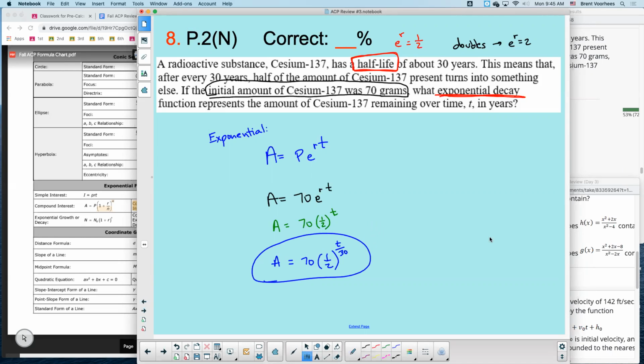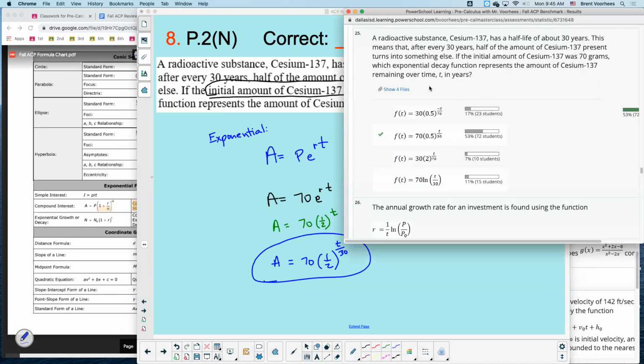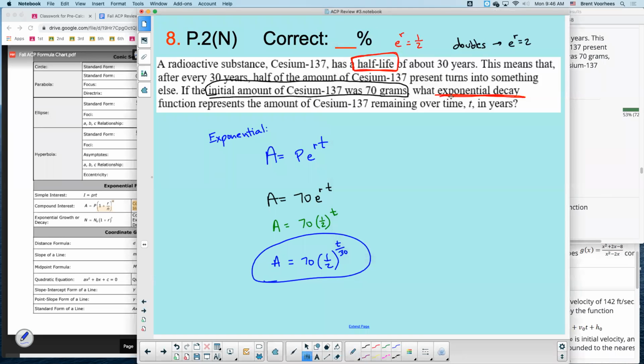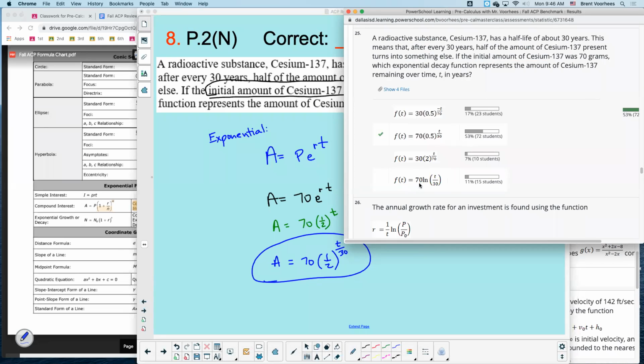Now, I know that's kind of tricky. Let's go over the results here. And you'll see that on this problem, the answer choices, how they were written out, did a few things. They tried to put the time in the front, which those were obviously wrong. And you can see that most people got this one correct the first time around. The natural log has nothing to do with exponential, so that would eliminate that one.